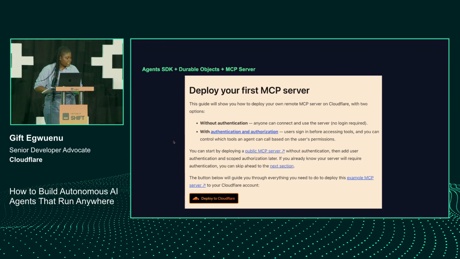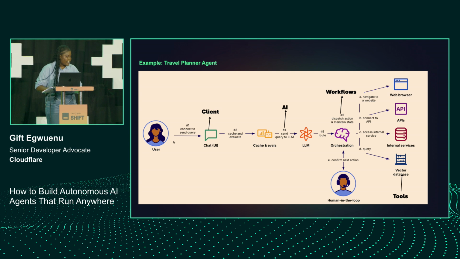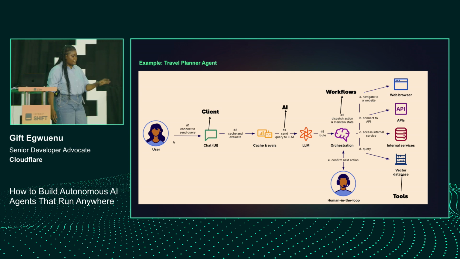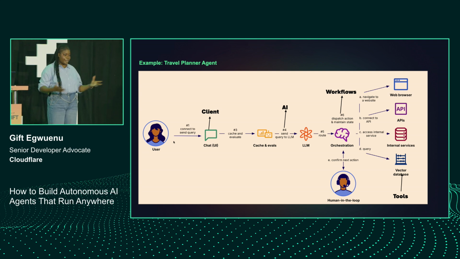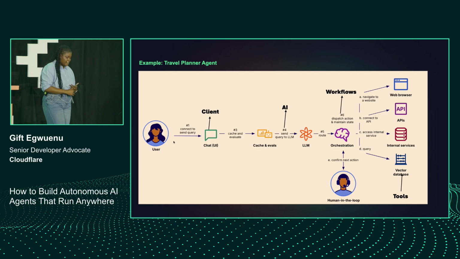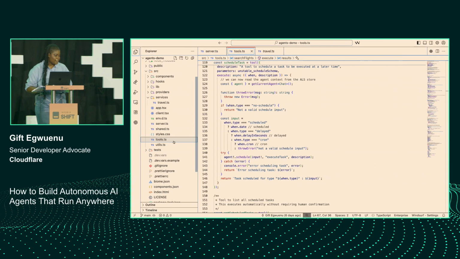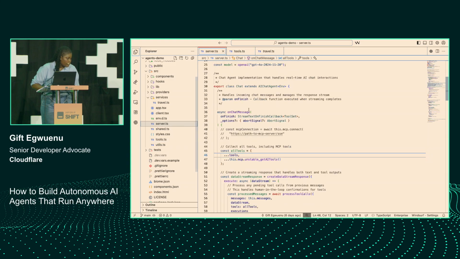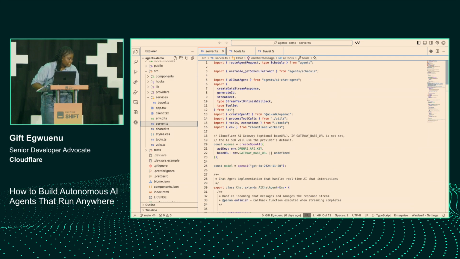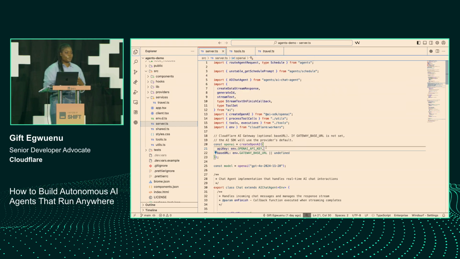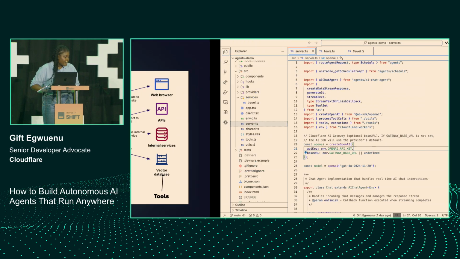Going back to my diagram, I've shown you first the client, which is the chat UI that uses the Agent SDK, and then I'm connecting it to an LLM. In my case, I'm using an LLM from OpenAI, which I have here. I'm using a model from OpenAI.